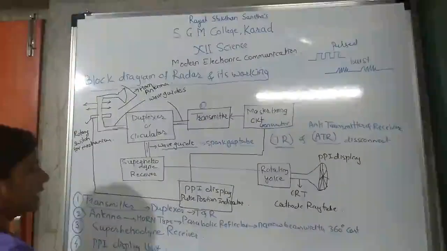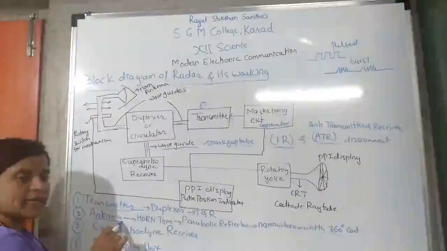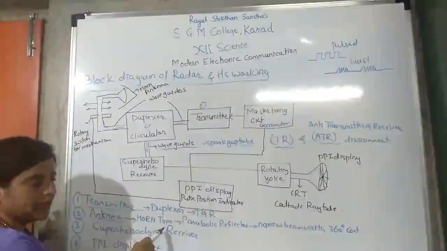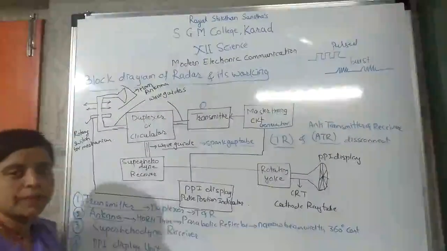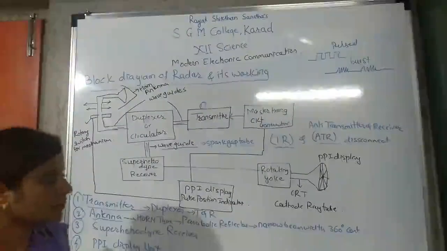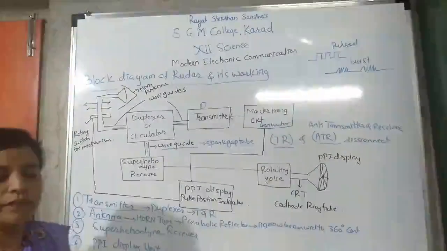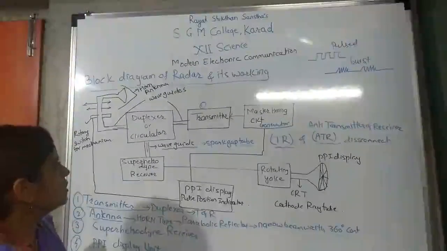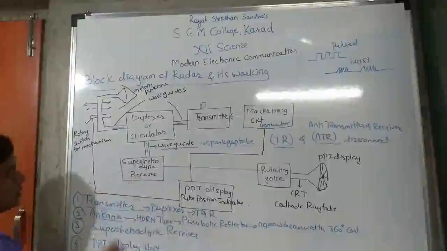The duplexer sends the signal to the antenna. Which type of antenna is there? The antenna's function is to catch the signal from the satellite, and this antenna is a horn type antenna, which is nothing but the parabolic reflector, which gives a narrow beam, and it rotates through 360 degrees continuously. So this first block is over. Second block, the antenna, is over.